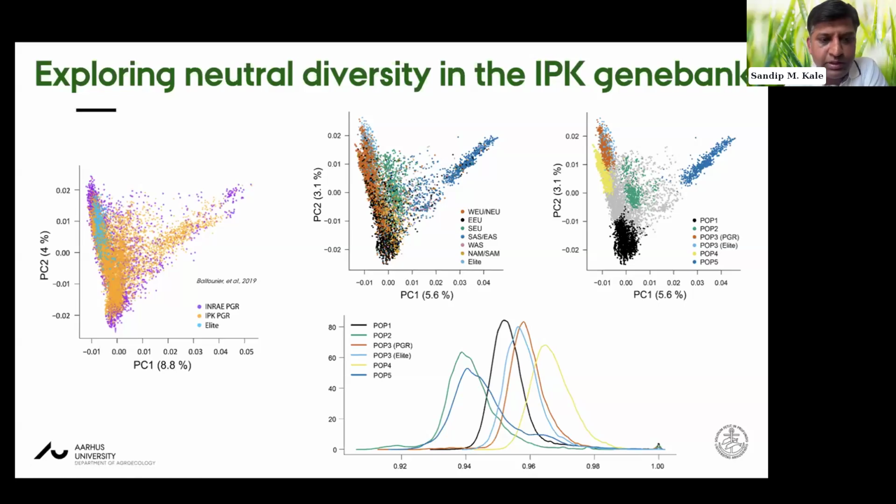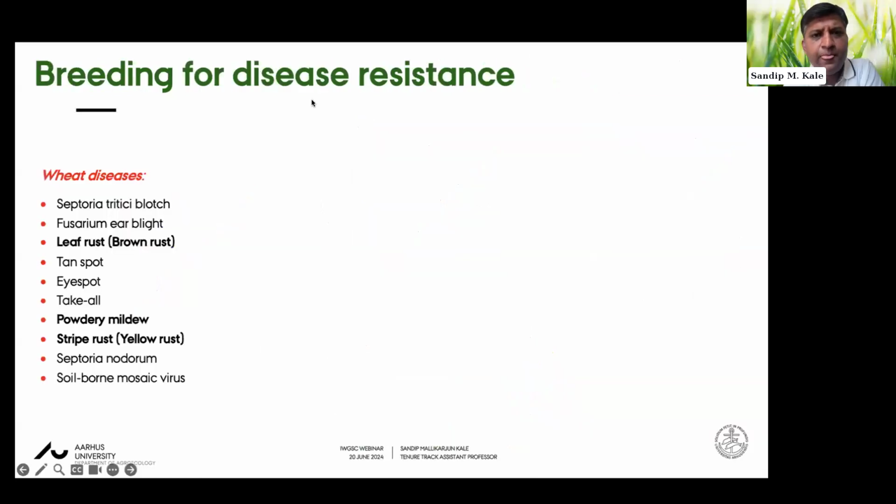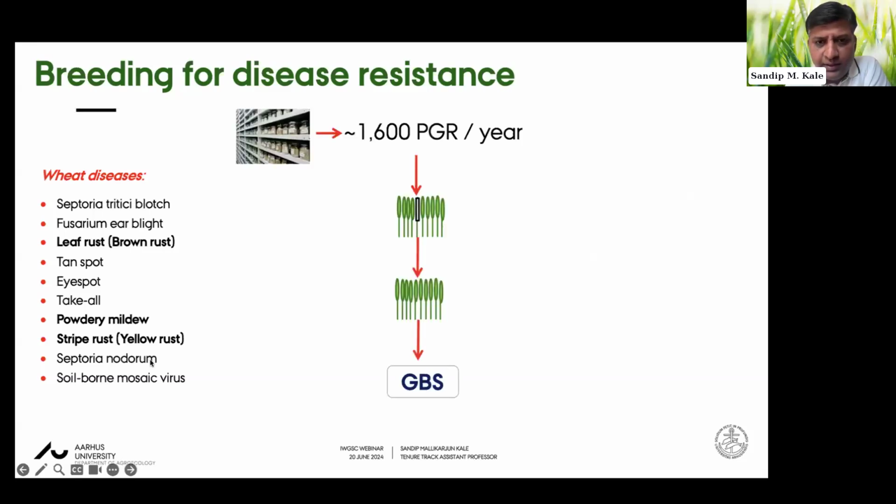And now, as I mentioned, wheat is important, but wheat yield is severely affected by different diseases. In this project, we targeted three diseases: leaf rust, which is also called brown rust, powdery mildew, and stripe rust.